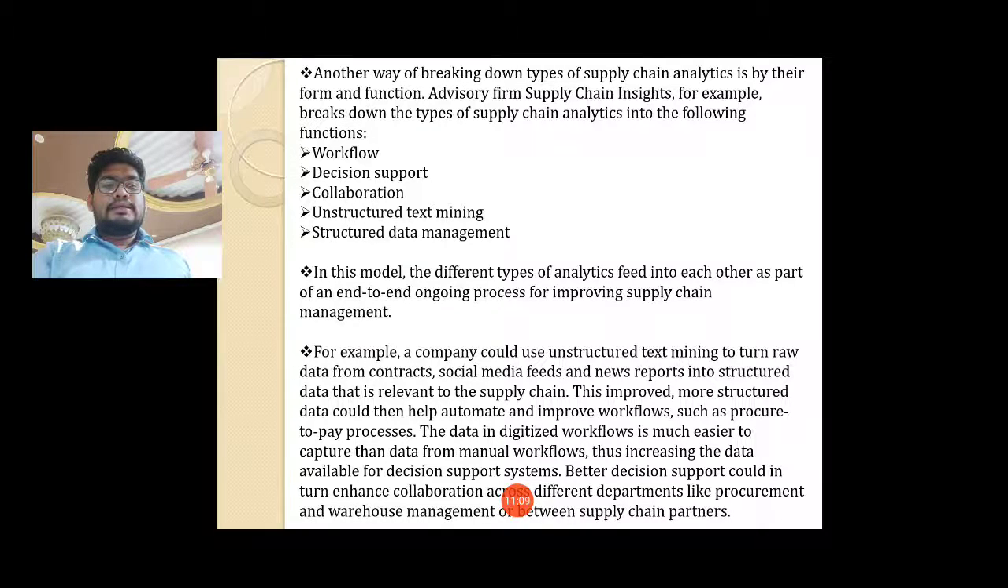The data in digitized workflows is much easier to capture than data from manual workflows, thus increasing the data available for decision support systems. Better decision support could in turn enhance collaboration between different departments like procurement and warehouse management, or between supply chain partners.